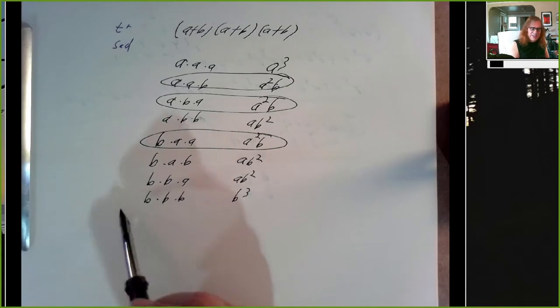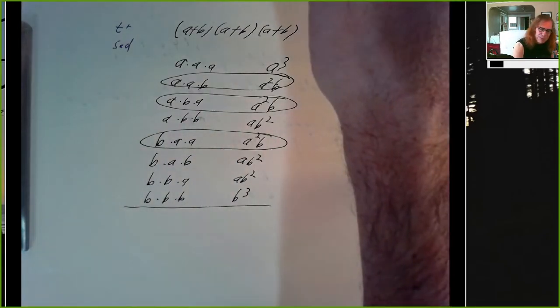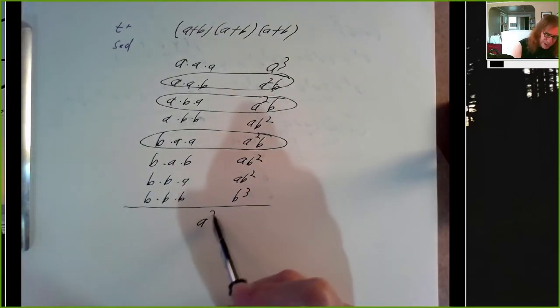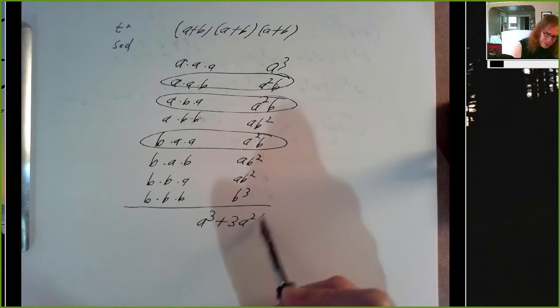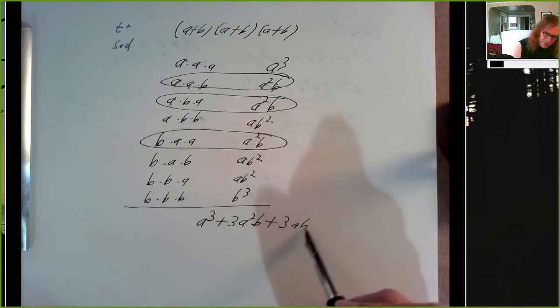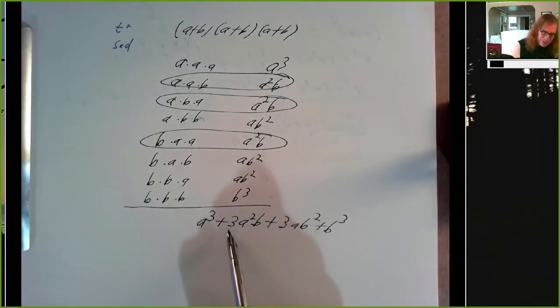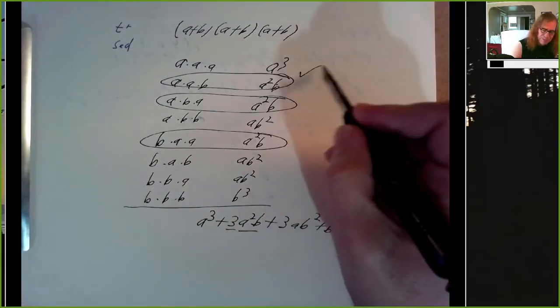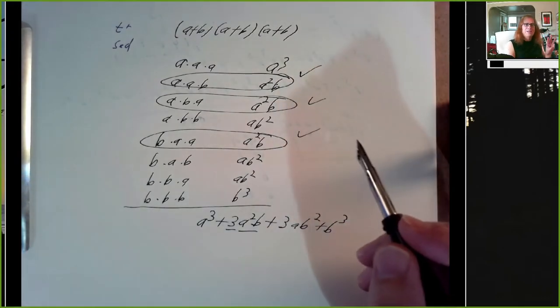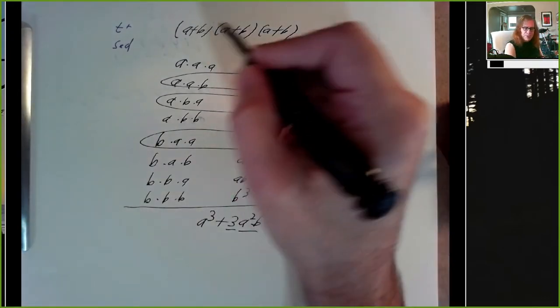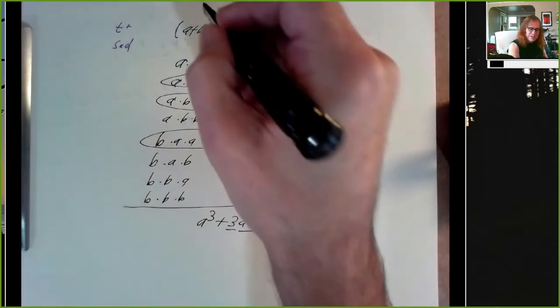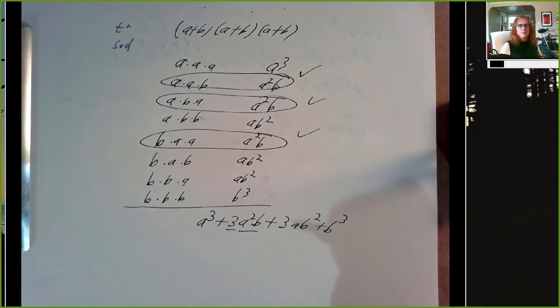So if we add these all together, what do we end up with? Well, in this case, A cubed plus 3A squared B plus 3AB squared plus B cubed. Why is there a coefficient of 3 in front of A squared B? Because there were three ways that we could choose two A's and one B out of these three binomials. So this is getting into the choice function, right? N choose R.